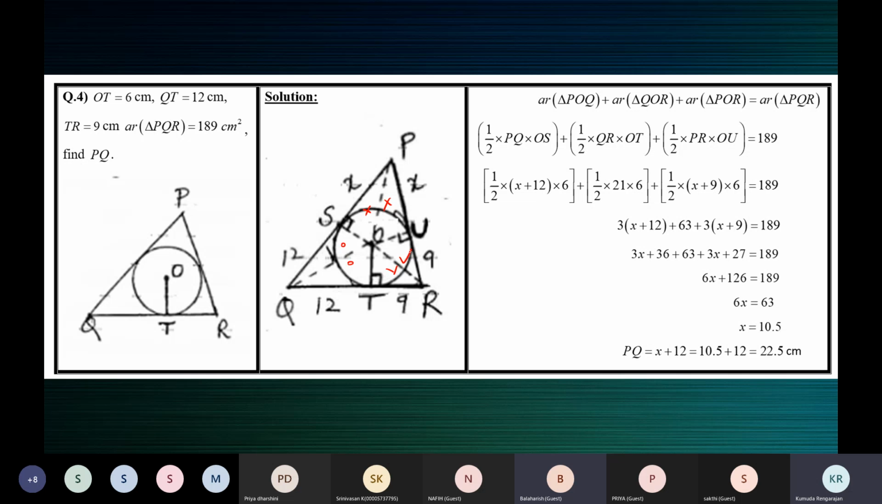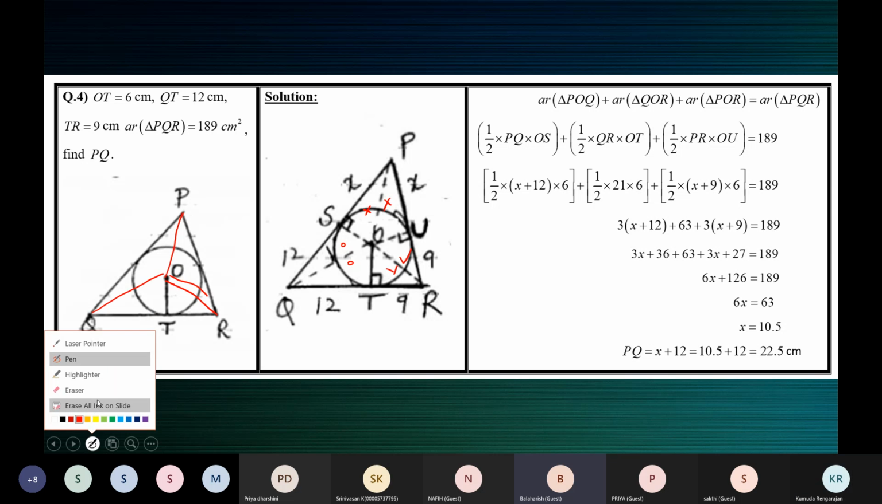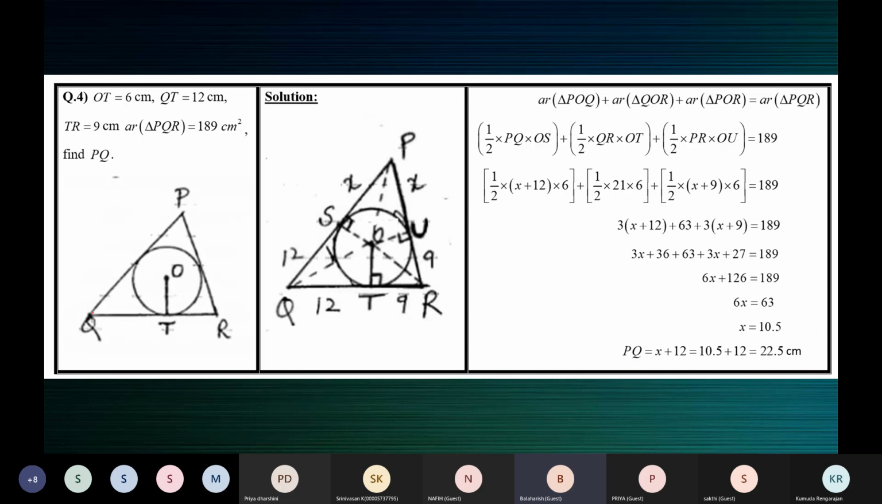The constructions are first you join OP, OQ, OR to divide the whole triangle. I'll tell you the constructions again. First we join OP, OQ, and OR to divide the whole triangle into 3 smaller triangles.